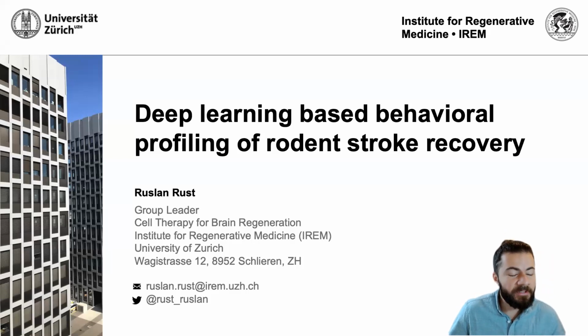Dear colleagues, my name is Ruslan. I'm group leader at the Institute for Regenerative Medicine at the University of Zurich in Switzerland, and it's a pleasure to present you our newest project in the lab about how to generate quantitative, high-quality behavioral data from stroke mice with the help of deep learning.